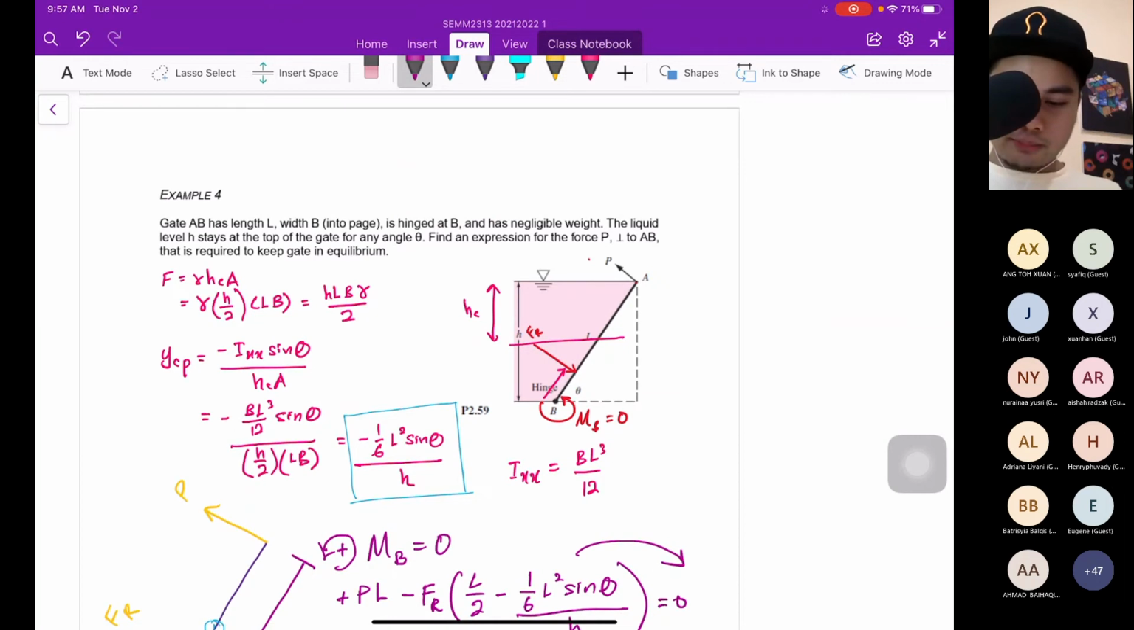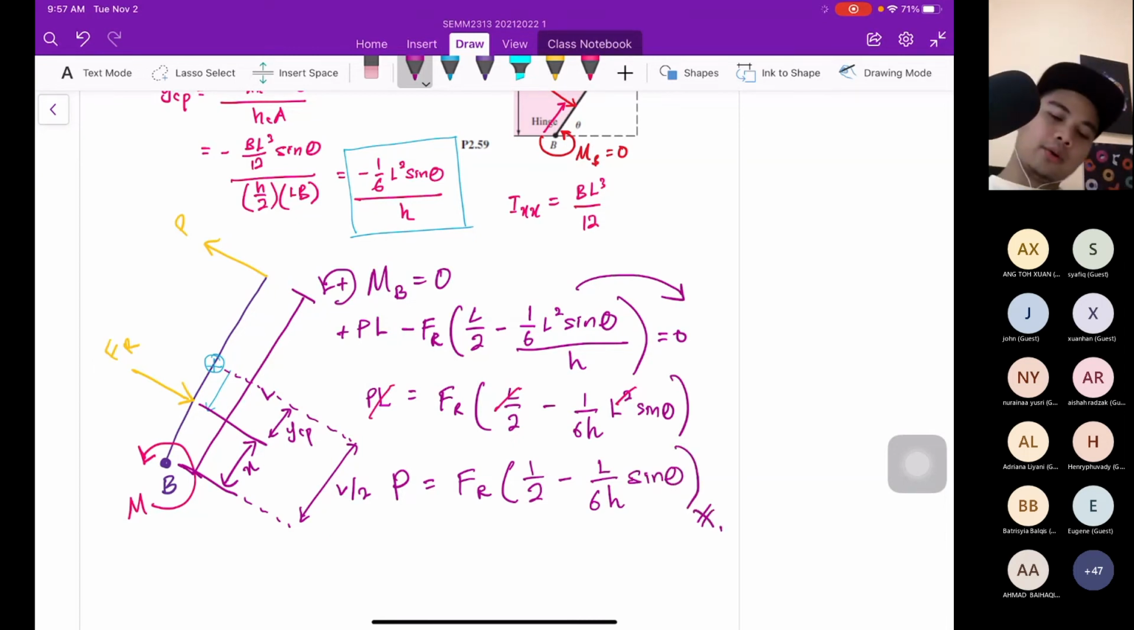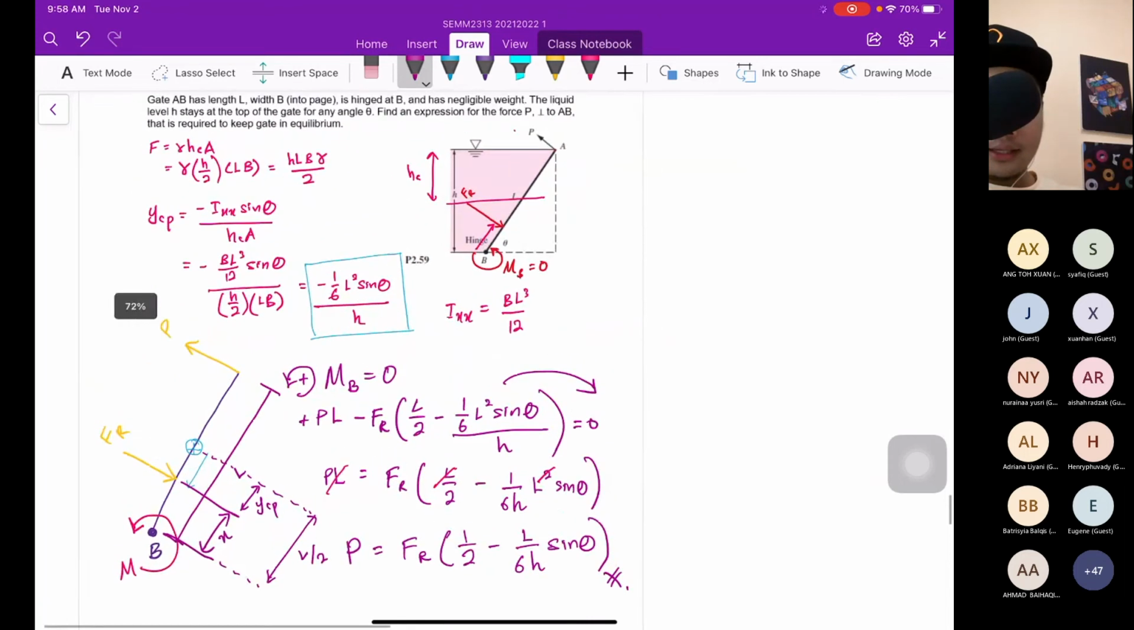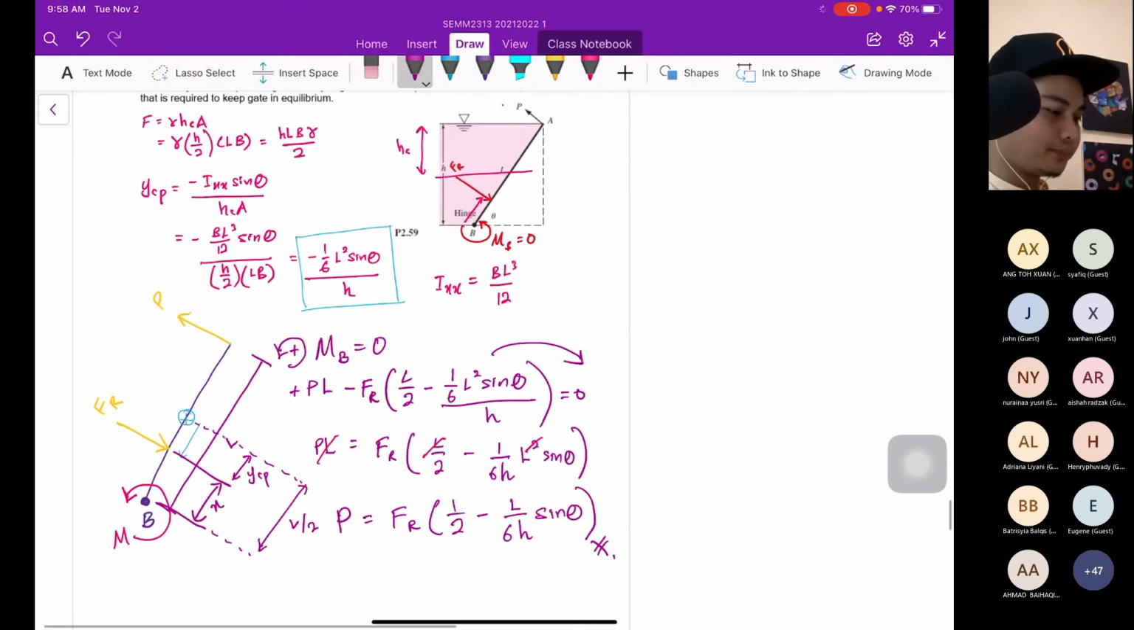So find the expression of force P. From here you can cancel L. L cancels L. So finally the answer is P equal to FR times half minus L over 6H sine theta. You can do simplification further, but I just leave it here to answer the question with the minimum requirement: find the expression of force P. So this is the expression.